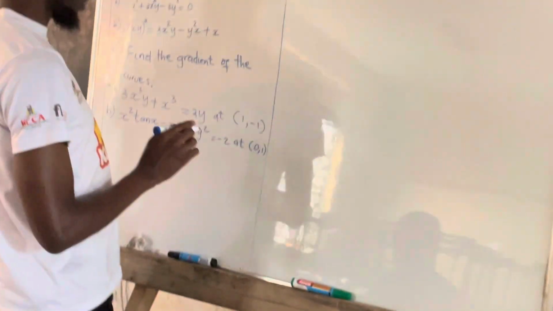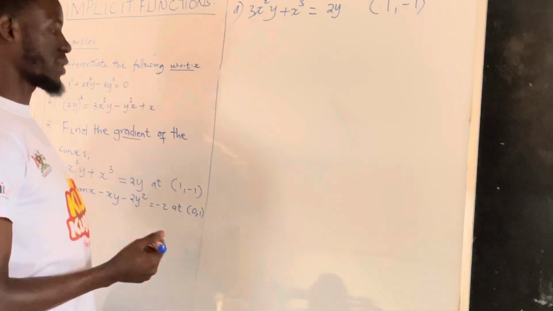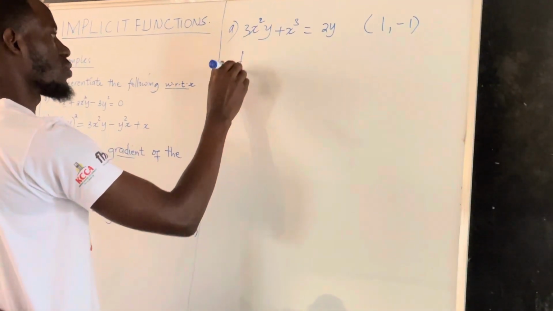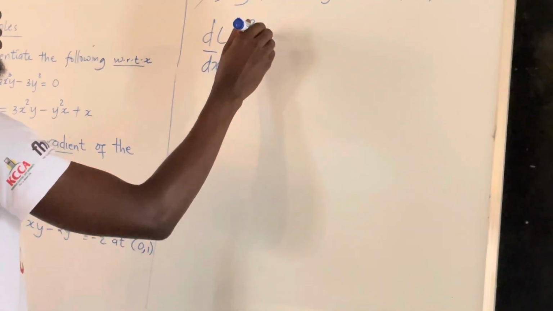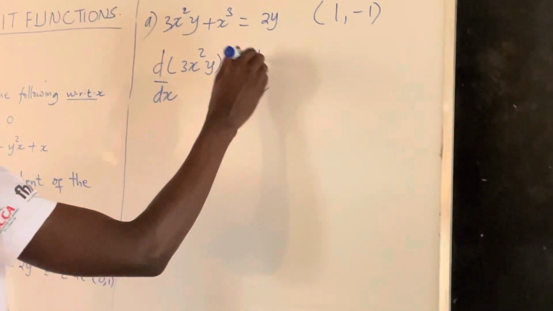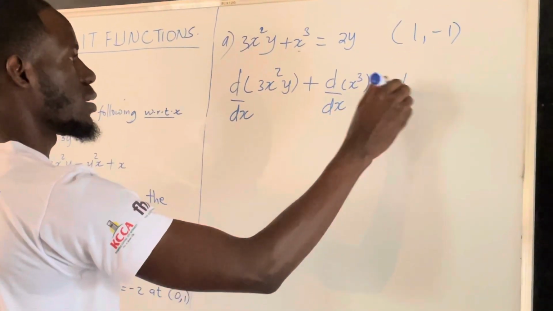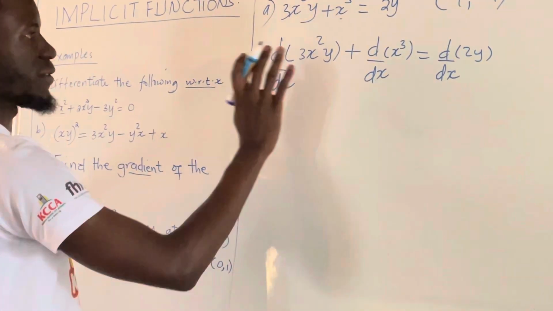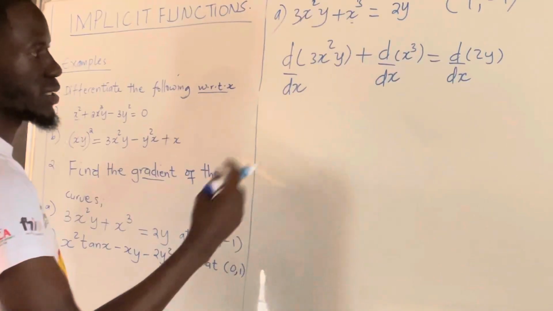We know that if they want us to find the gradient, we started by proving the gradient function in the first videos, and we saw that this is dy/dx. So this is going to be differentiated independently. This is d/dx of 3x squared y plus d/dx of the other term, which is x cubed, is equal to d/dx of 2y.